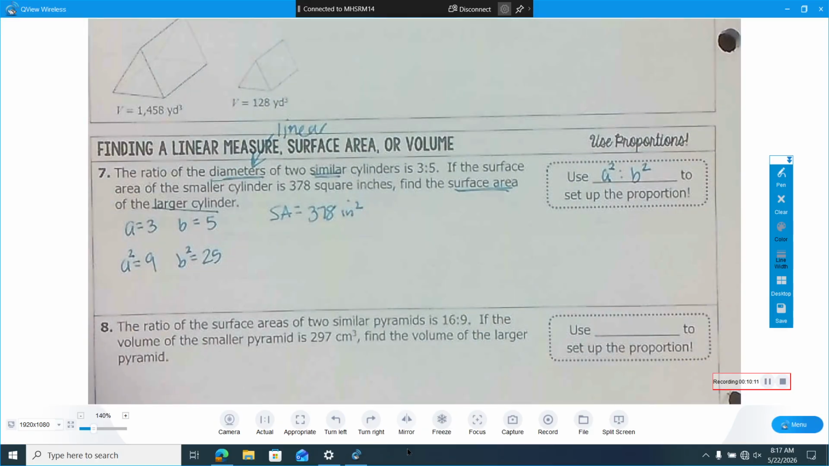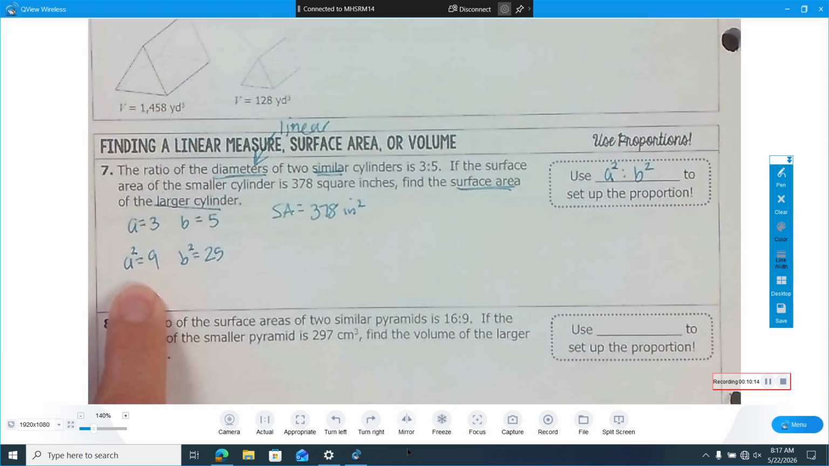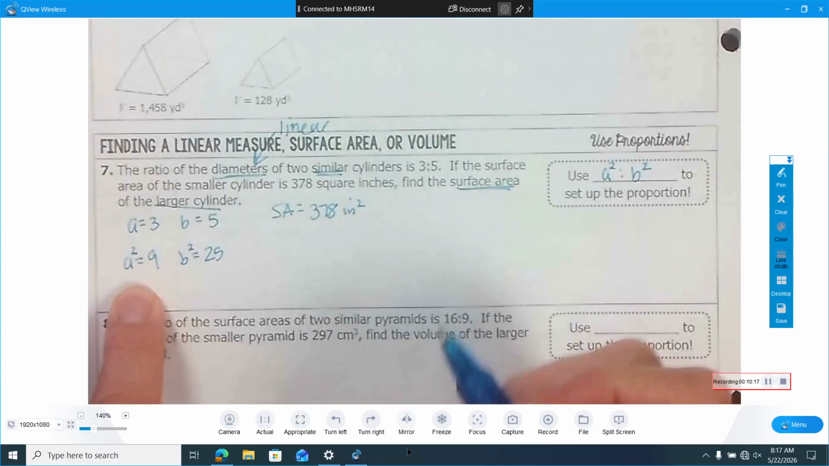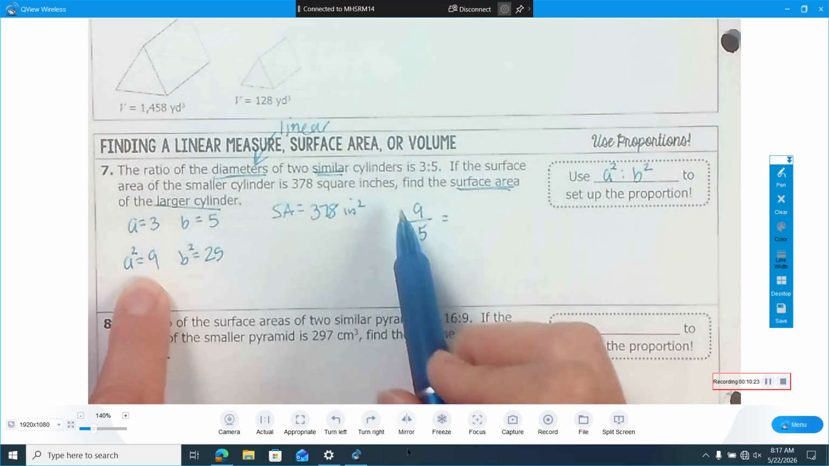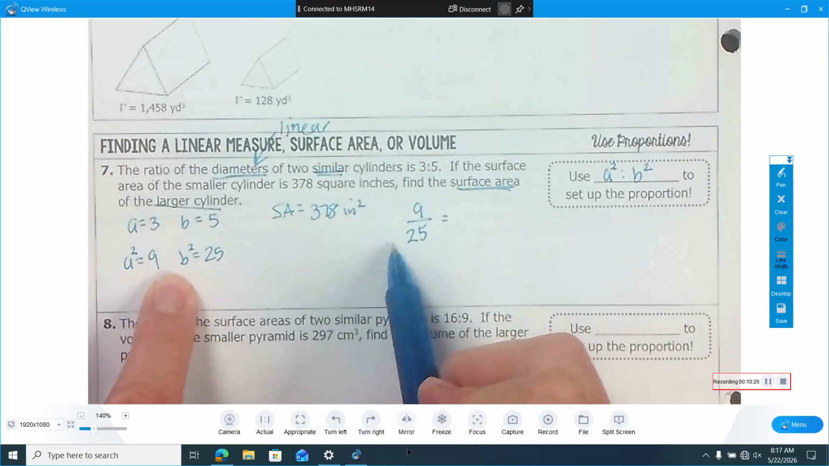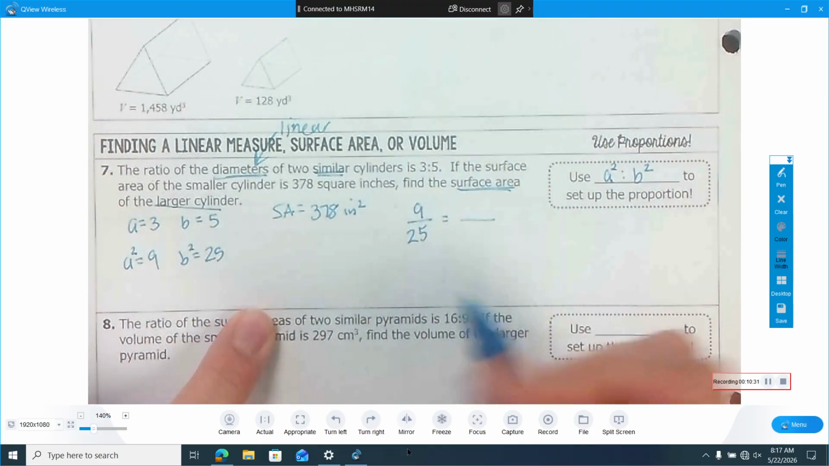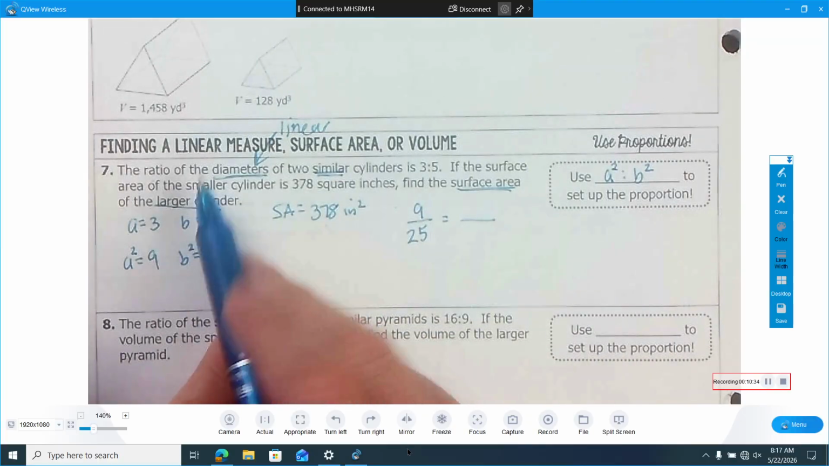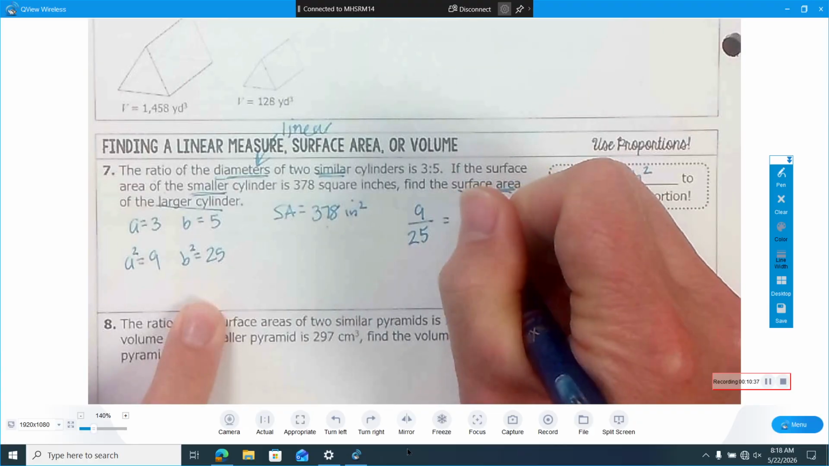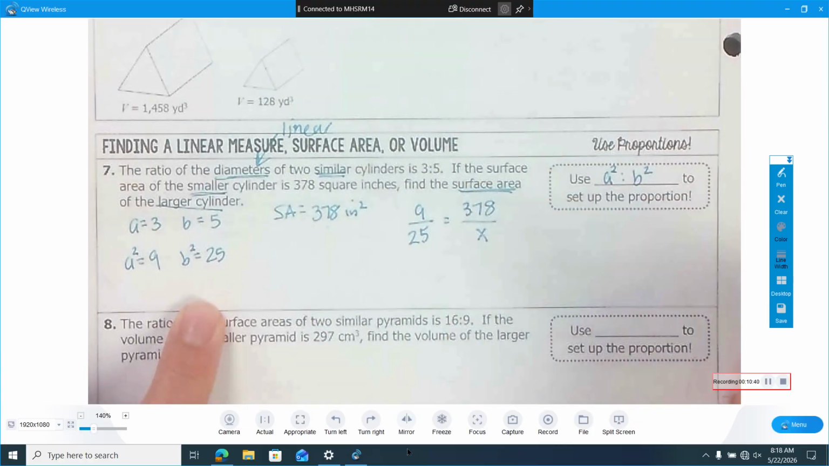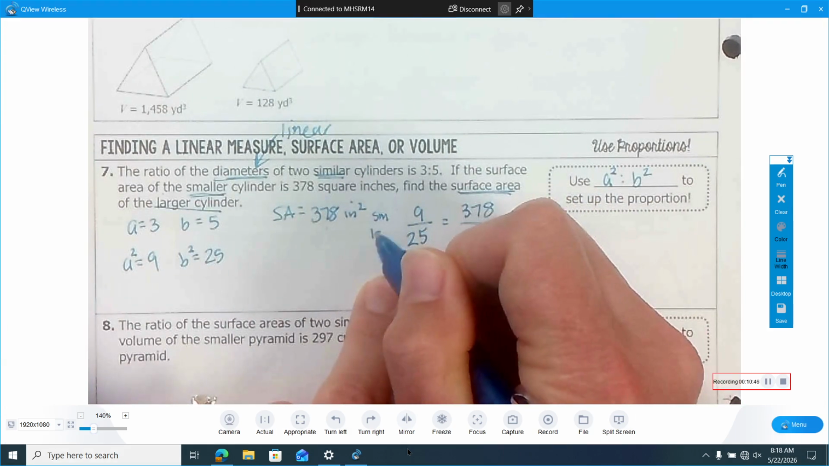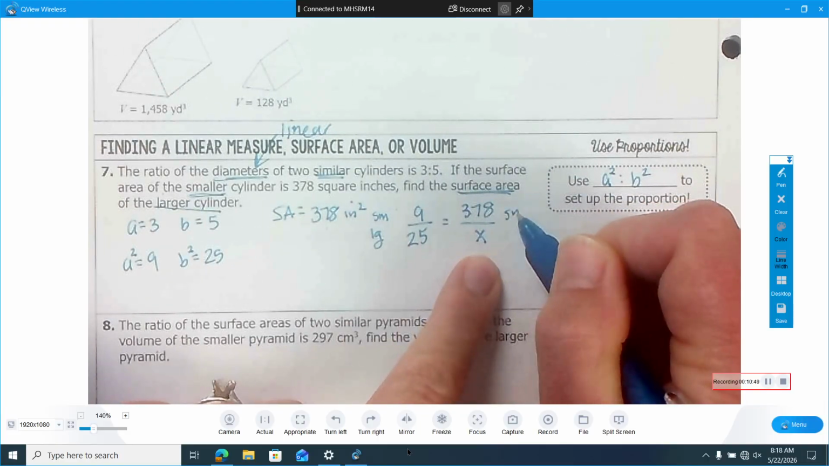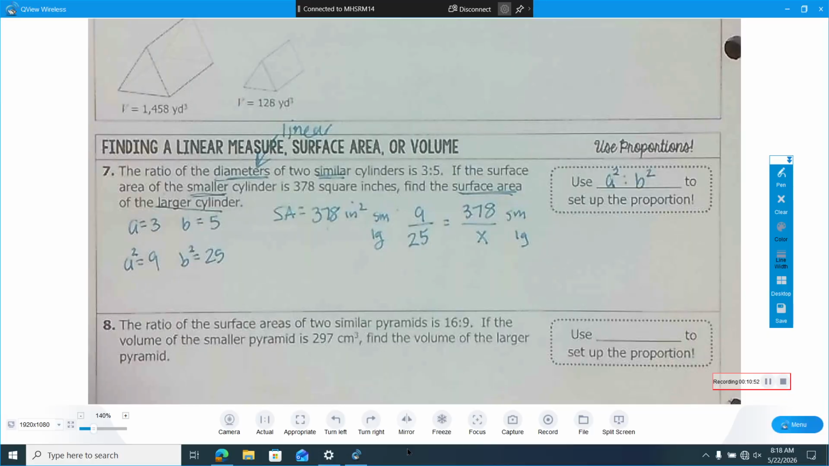All right, and B squared? 25. Okay, so what we can do now that I'm looking at my surface area ratios is set up a proportion. So I'm going to set up my 9 over 25. That's my A squared over B squared. My smaller over larger. Where should I put the 378? On the top. Again, because it's the smaller cylinder, 378, over x, the larger cylinder. You see how I set that up? So smaller over larger, and over here, same thing, smaller over larger. All right, so it's important to keep those organized.